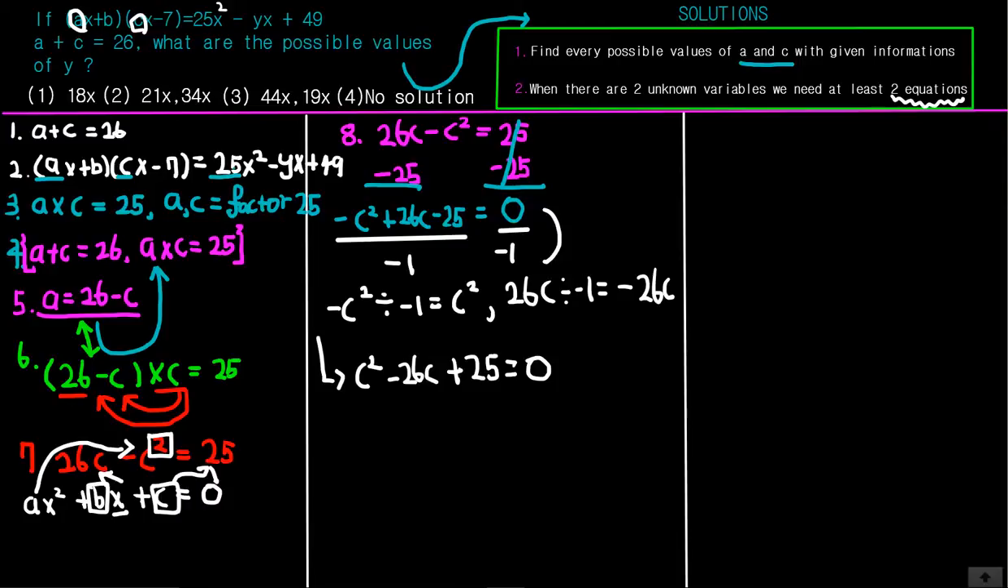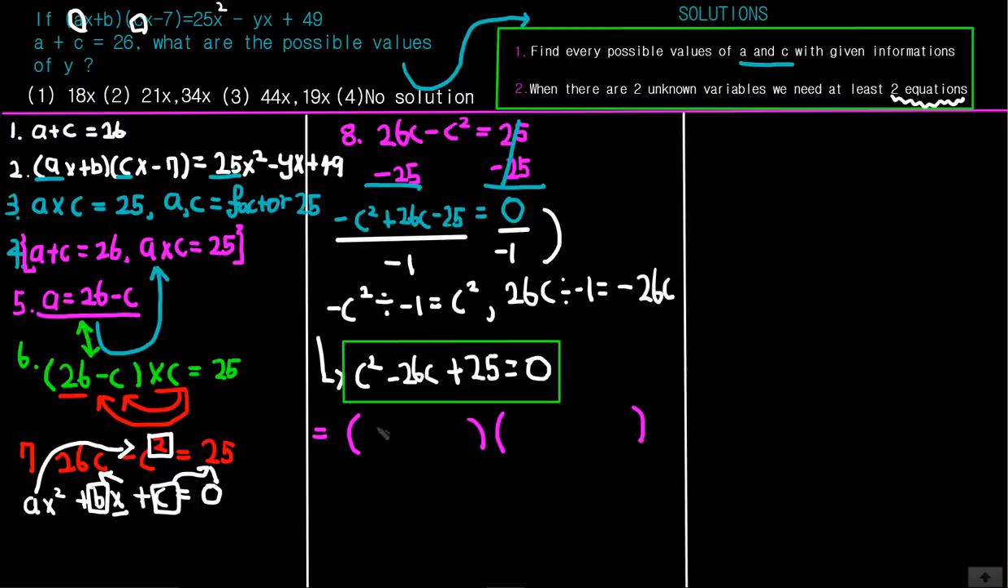Right now, we got a basic format of a quadratic equation, so we can factor it out. At first, it is going to be equal to two binomials.